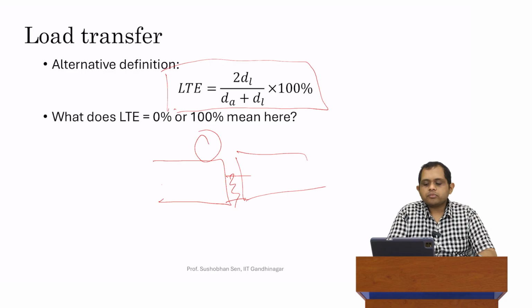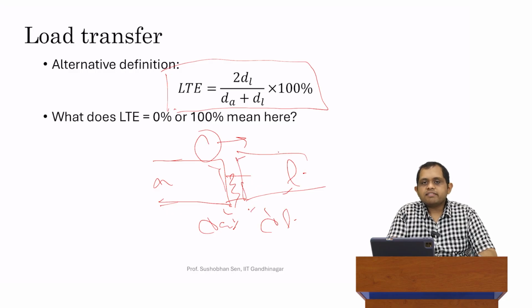So now if this is my approach slab and this is my leaf slab and my load is going from approach to leaf slab, the approach slab is loaded. It has a deflection which can be measured using a geophone, dA. And then the leaf slab has some other deflection, dL. This definition of LTE up here is basically the ratio of the deflection of the leaf slab to the average deflection of the two slabs.